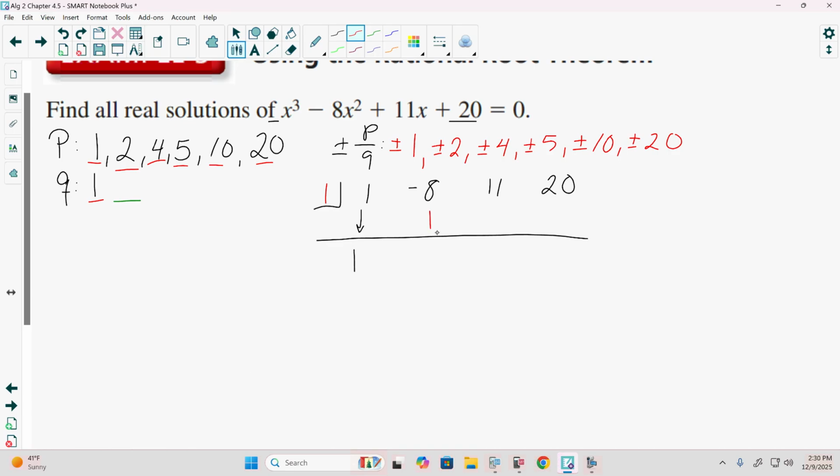1 times 1 is 1. We would add straight down. Negative 8 plus 1 is negative 7. 1 times negative 7 is negative 7. We would add 11 plus negative 7, which is 4. 1 times 4 is 4. 20 plus 4 is, so here the remainder is nonzero, okay? So that didn't work. What can we do next?